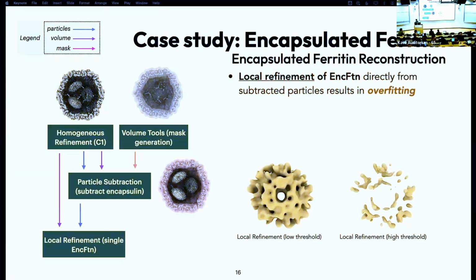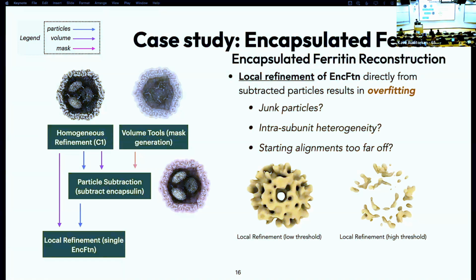These artifacts are consistent with our experience when there's too many junk particles in the data set. It's also consistent with our experience when there's still residual heterogeneity, for example, in this case, intra-subunit heterogeneity within a singular encapsulated ferritin that's unresolved. Local refinement then takes these junk particles and uses them as an extra variable to push around, in this case, to overfit. This can also happen when the initial alignments are too far off from their optimal values, so that's where the search extents and local refinements are important to think about.